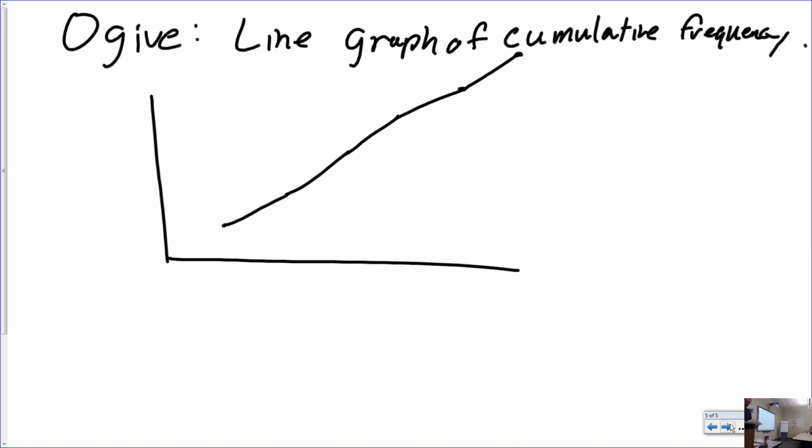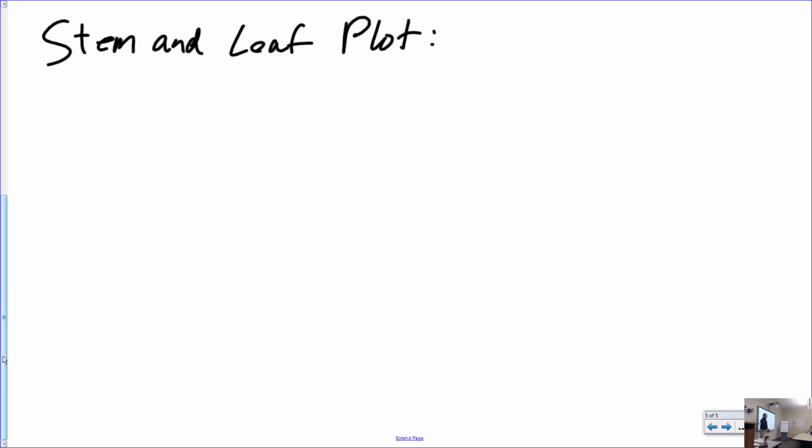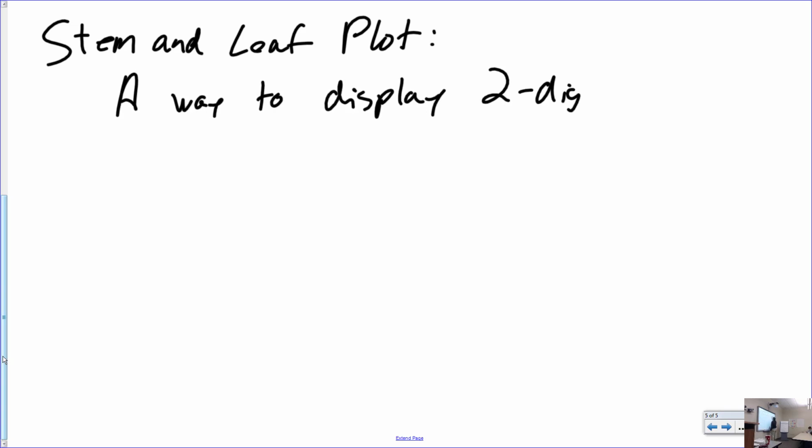All right, now one last type of chart. Stem and leaf plot. Never sure if people have dealt with this one before, but stem and leaf plots. It's a way to display two-digit data in sort of a grouped method.